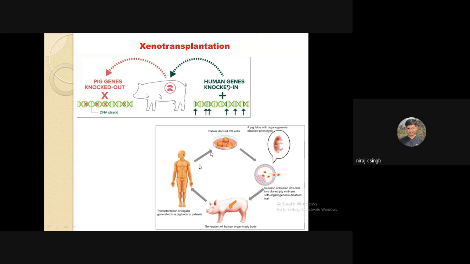Another way for organ culture is there. First, we have to take some cells of human beings and implant them into a blastocyst. This pig will have some organs which have the human cells, then those cells can be transplanted. But this is a very rare technique. These techniques, xenotransplantation and humanized pigs, are nowadays in use in Europe as well as America.